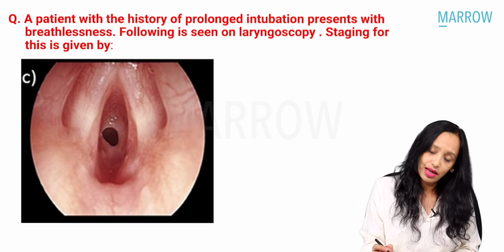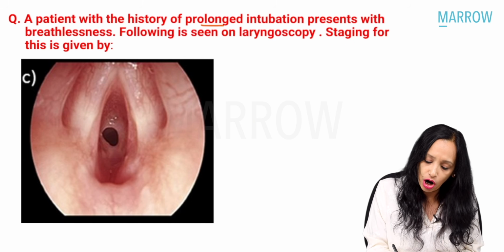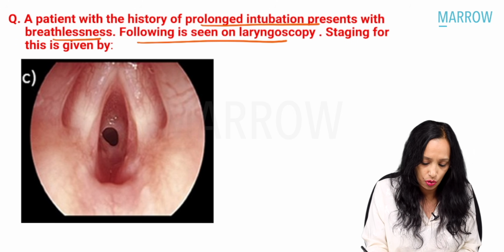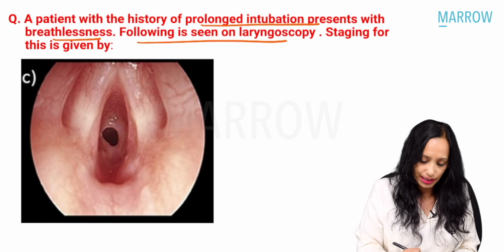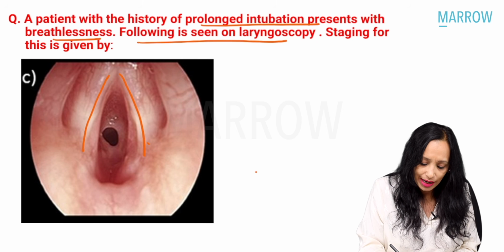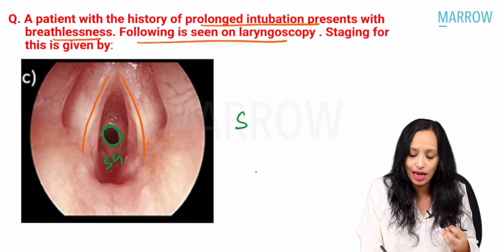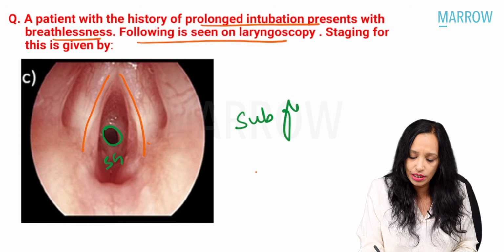Yes, so again a question this year: a patient with history of prolonged intubation presents with breathlessness, and the following is seen on laryngoscopy. So what are you seeing here? Again, this is a spot diagnosis. You are seeing the vocal cords. Below that, in the subglottic area, we can see that the lumen is so narrowed. So yes, this is subglottic stenosis.